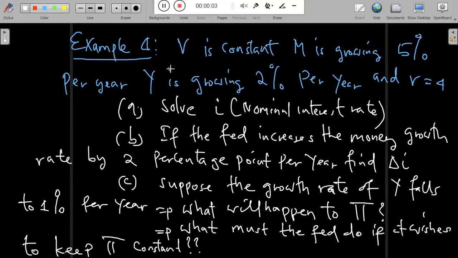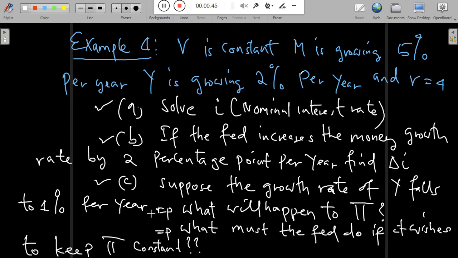Now let's look at a simple example of how we can apply the quantity theory equations to solving different problems. Velocity is constant, money is growing 5% per year, output is growing 2% per year, and the real interest rate is given as 4. In part A, we're required to solve the nominal interest rate. In part B, if the Fed increases the money growth rate by 2 percentage points per year, find the change of the nominal interest rate. And part C, suppose the growth rate of output falls to 1 percentage point per year. What will happen to the inflation rate?